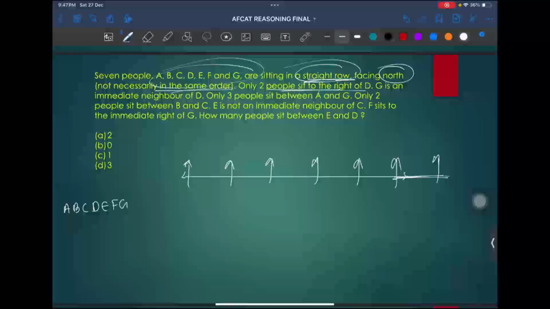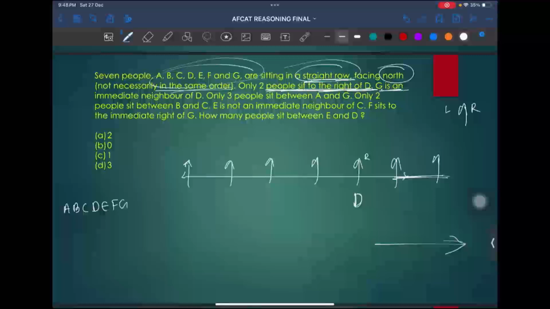Only 2 people sit to the right of D. In the sense, from this statement we can say with 100% surety that there are only 2 people to the right of D. Right side will become, if a person is towards north, right will be towards his east, and left will be towards his west. So from this we can tell that D's position will be third from the last, because only 2 are sitting towards his right, like towards his east. We don't know who they are.